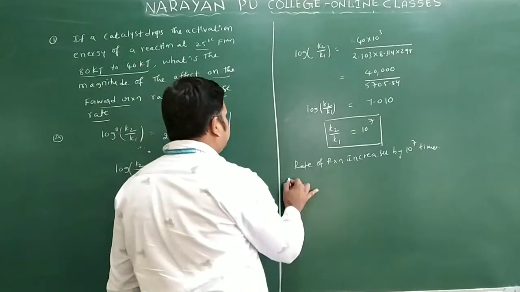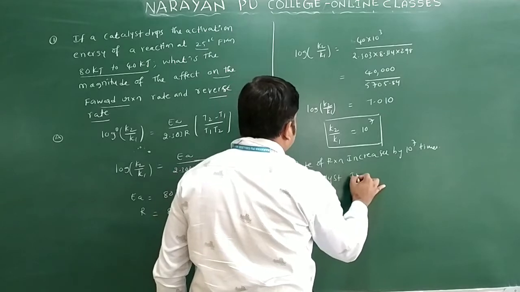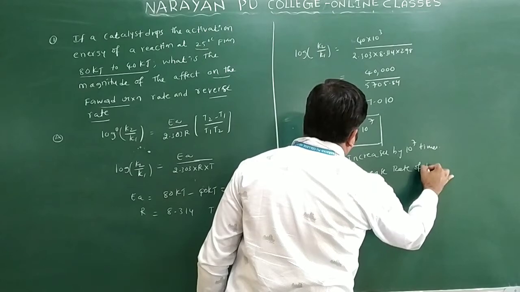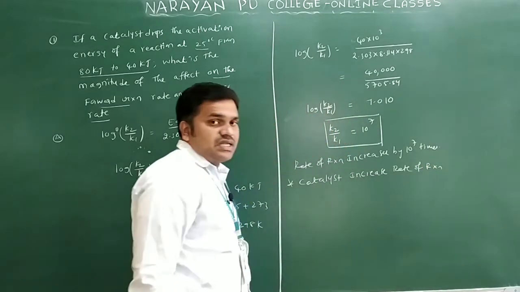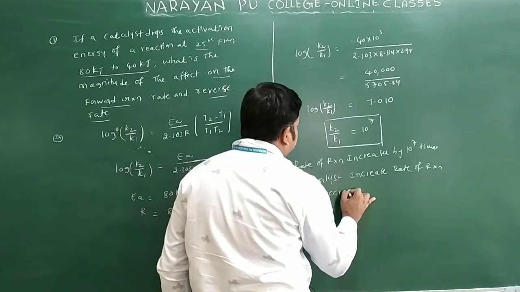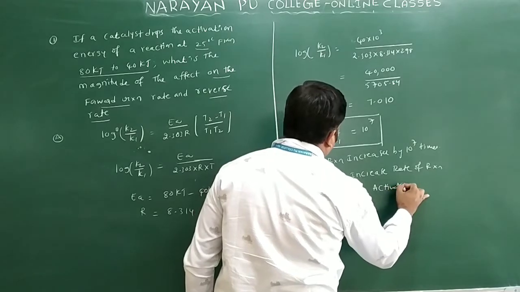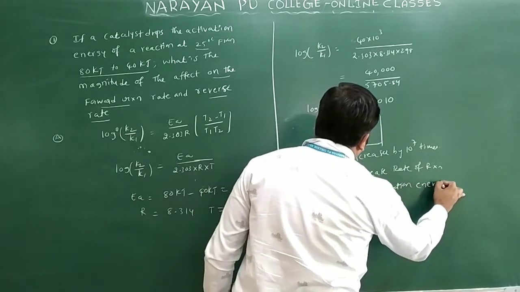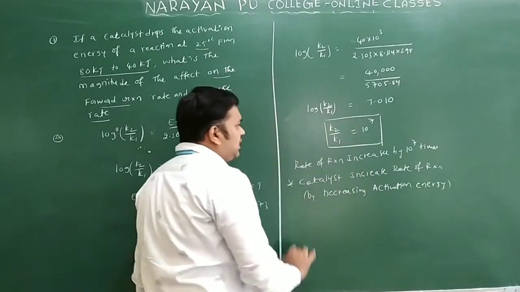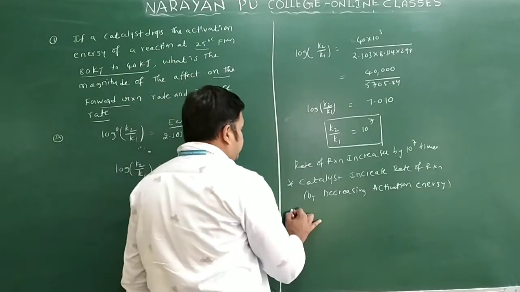I will write one point here: a catalyst increases the rate of reaction by decreasing the activation energy. Or you can keep it in brackets like this: a catalyst increases the rate of reaction, and it does not disturb the equilibrium position.